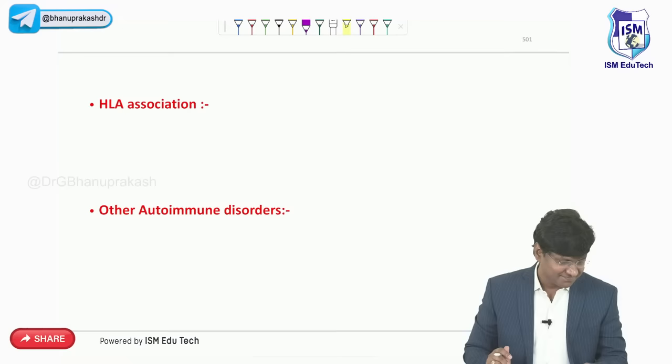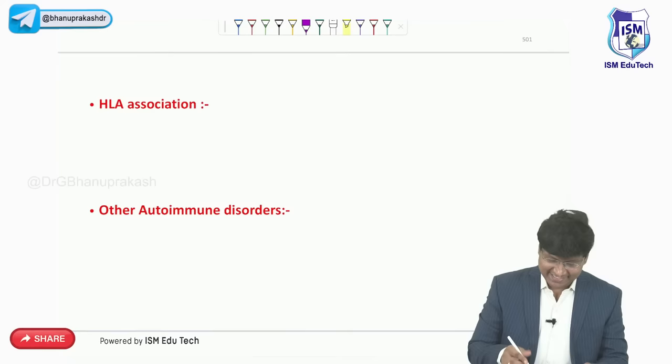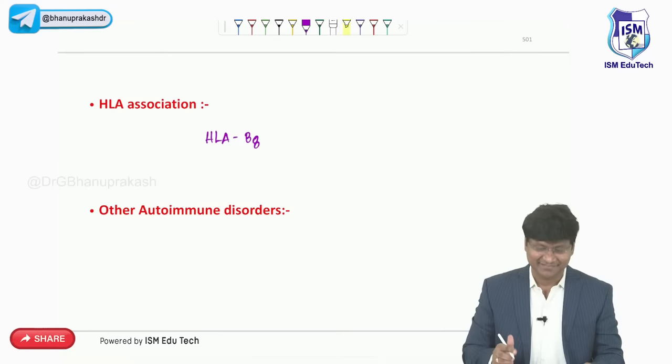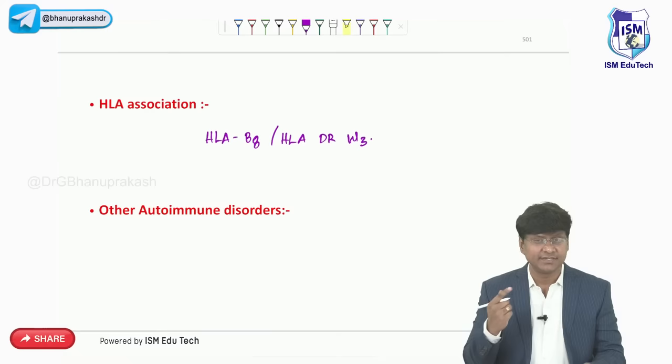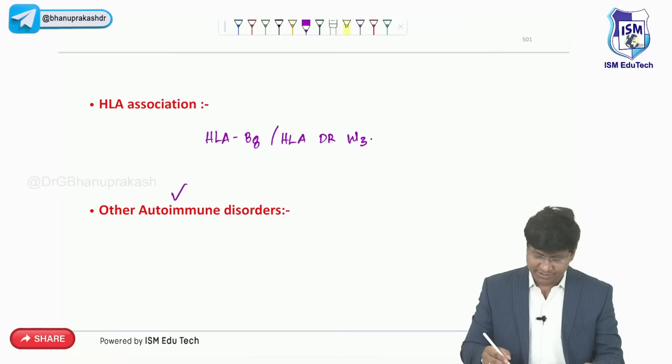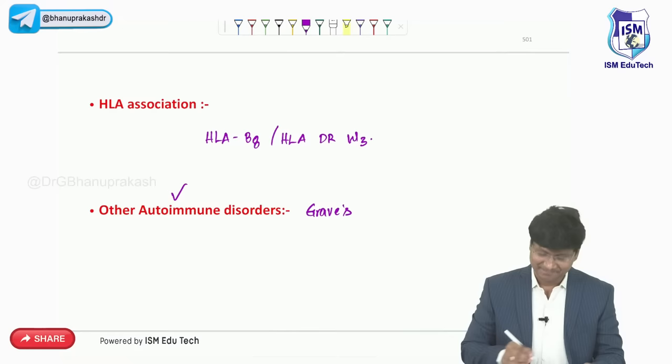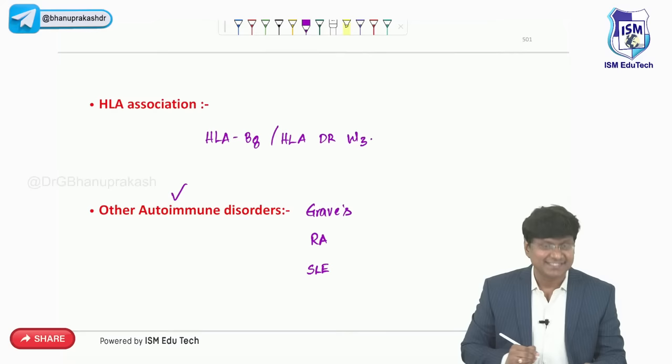Right. The HLA association in myasthenia gravis will be HLA-B8. And we also have HLA-DRW3. That is another important HLA association in myasthenia gravis. It's an autoimmune disorder, so it is associated with other autoimmune disorders. What are those? Like Graves, rheumatoid arthritis, and systemic lupus erythematosus, which is also an autoimmune disorder.